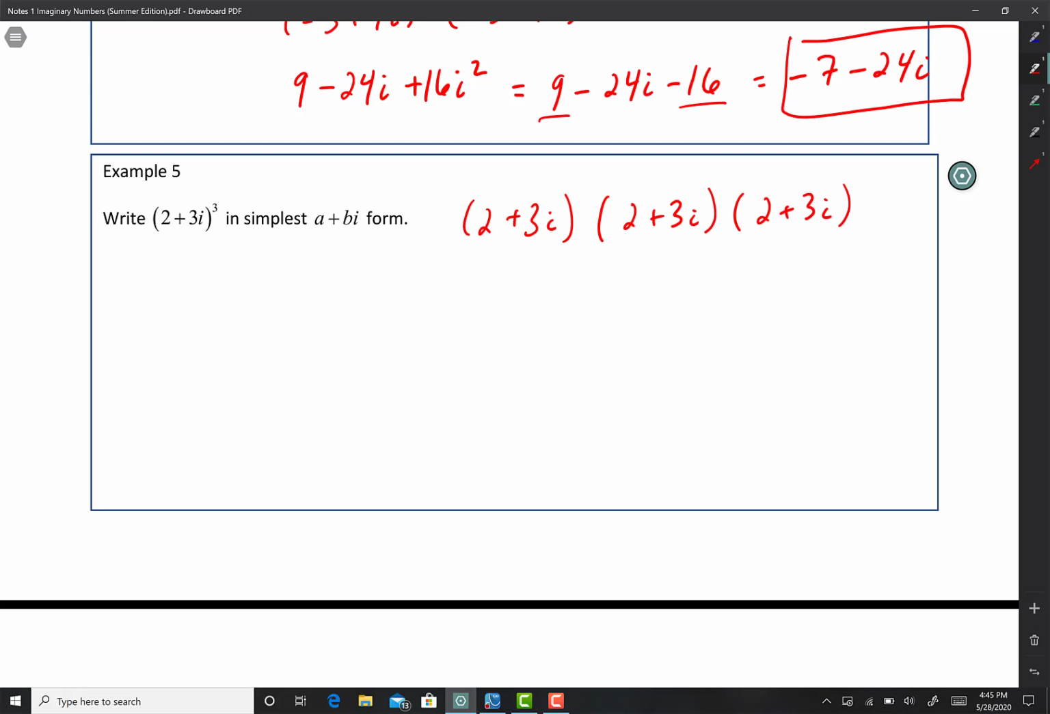A lot of students make the mistake of going 2 to the 3rd power and then 3i to the 3rd power. Don't do that. You've got to distribute, guys. So 2 plus 3i times 2 plus 3i times 2 plus 3i. Let's do these two first and see what we come up with.